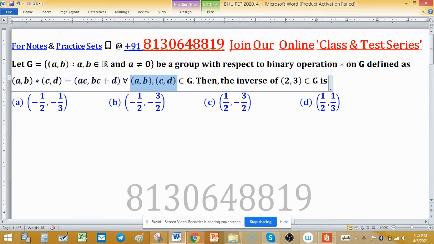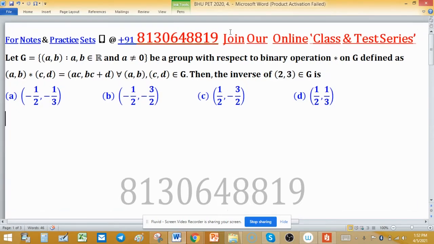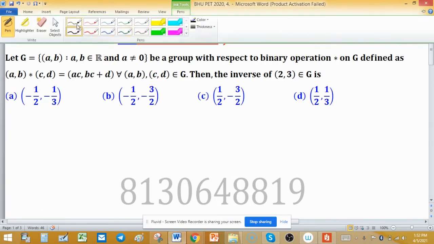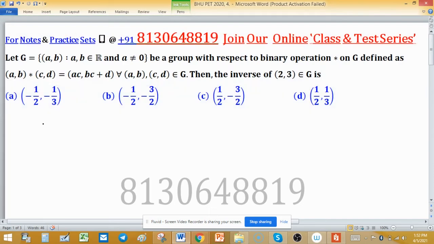For all two ordered pairs, find the inverse of the element (2, 3), which belongs to group G. We are finding the inverse of a particular element, (2, 3). Inverse of (2, 3) we have to find out. So, question mark. We can only find the inverse when we know or have an idea about the identity element.